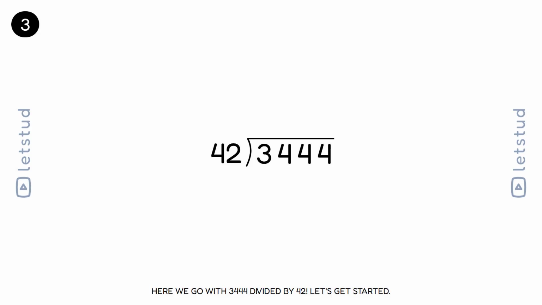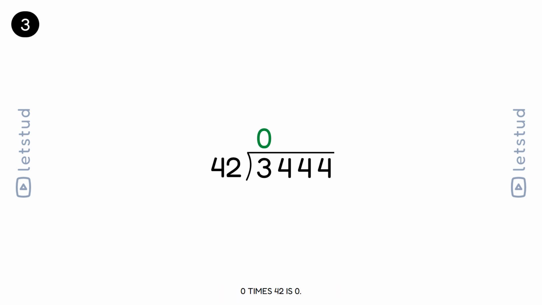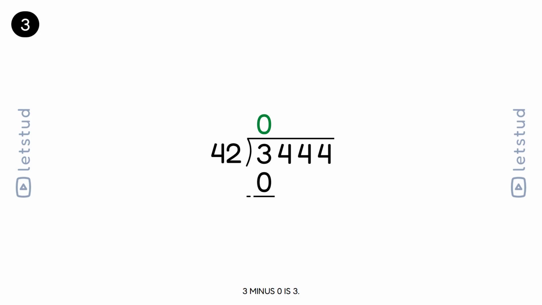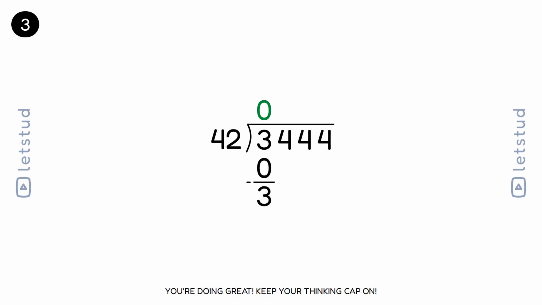Let's get started. We look at the first digit, 3. 42 doesn't fit into 3, so that's 0 times. 0 times 42 is 0. 3 minus 0 is 3. You're doing great, keep your thinking cap on.